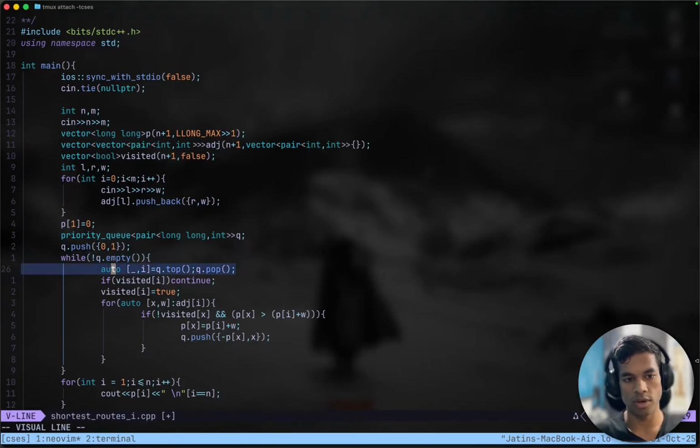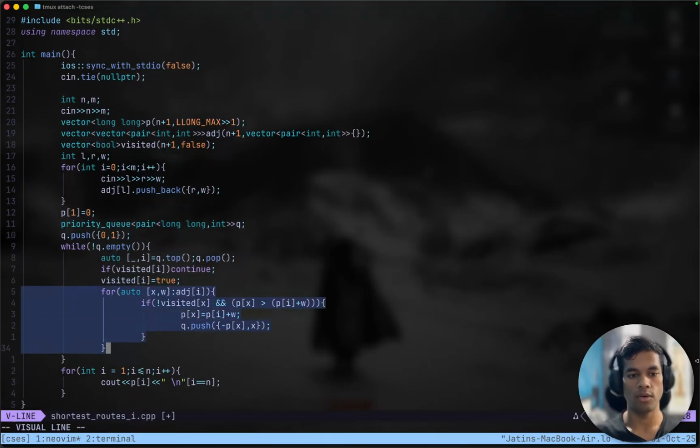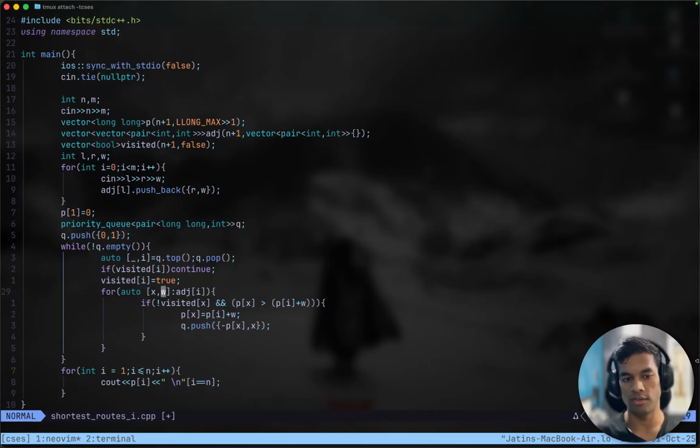And while the queue is not empty, what we do is we get the node which has the shortest distance currently to get to, and we see, have we visited this node before? If we have visited this node before, we go to the next iteration of this while loop. But if we haven't, then we will say, now we are visiting this node, visited[i] equals 2. And then we will go through all the nodes that this i node is connected to. And w is the weight of the edge which is connecting the i node with the x node.